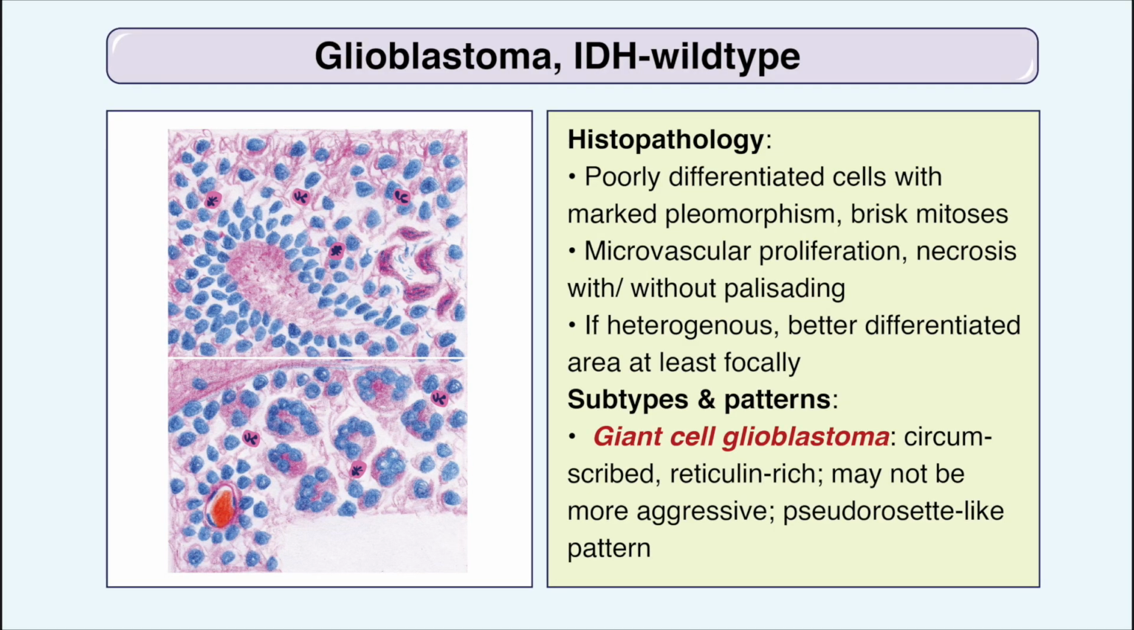The tumor is composed of usually poorly differentiated cells with marked pleomorphism along with brisk mitotic activity. Characteristic diagnostic features are microvascular proliferation and necrosis with or without perinecrotic palisading. Tumor may be morphologically heterogeneous, however, better differentiated neoplastic astrocytes can be discernible at least focally. Some glioblastomas have well-recognized patterns. Giant cell glioblastoma may be distinctive because of its circumscription and abundant reticulin, generally not associated with a more aggressive clinical course. Perivascular accumulation of the tumor cells may form a pseudorosette-like pattern.